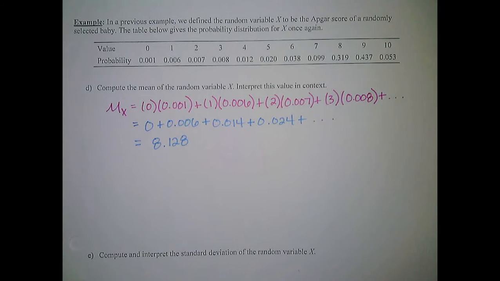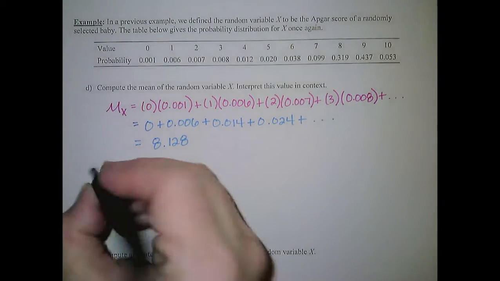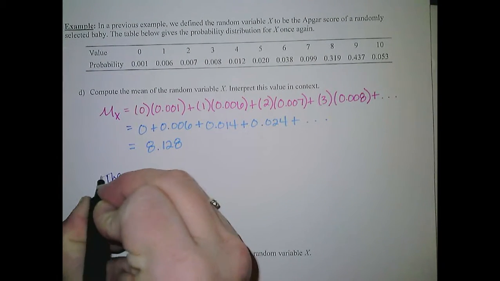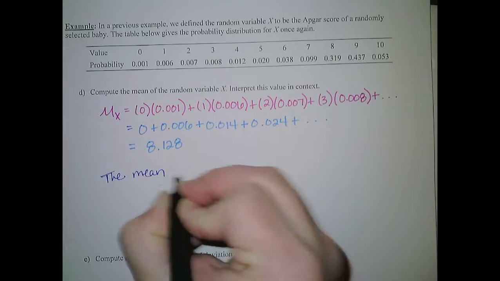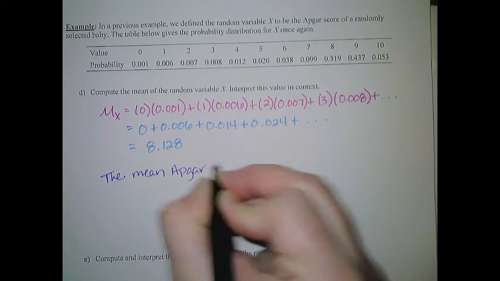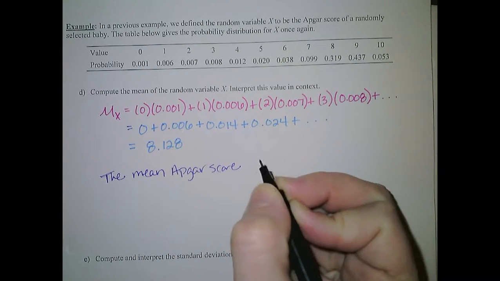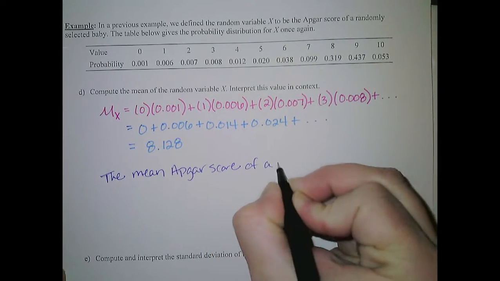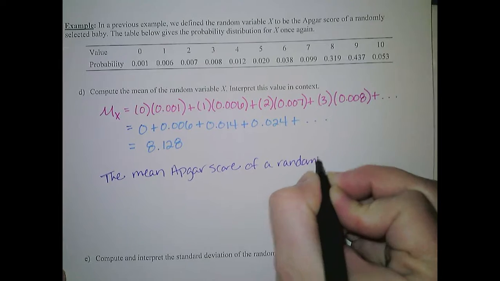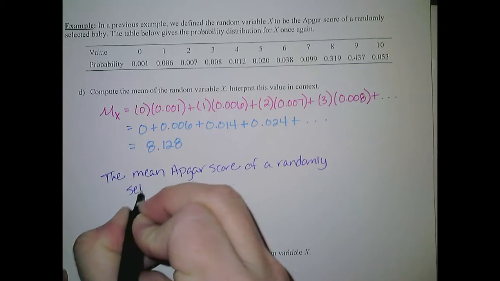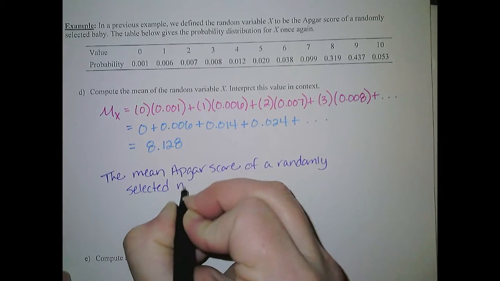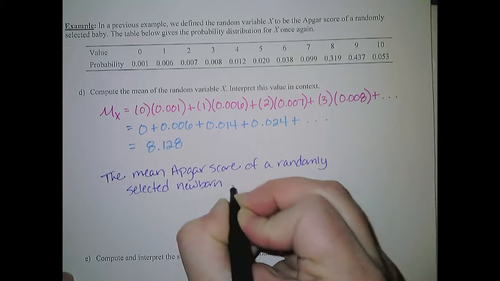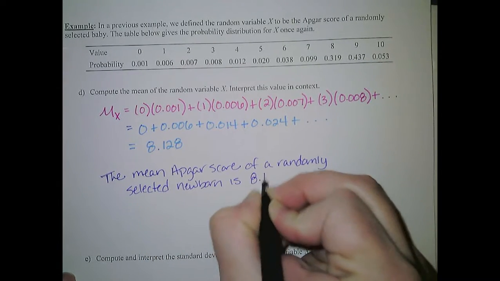And we're seeing that our measure of center using the mean is actually pretty close. So the mean value, the mean APGAR score, of a randomly selected newborn is 8.128.